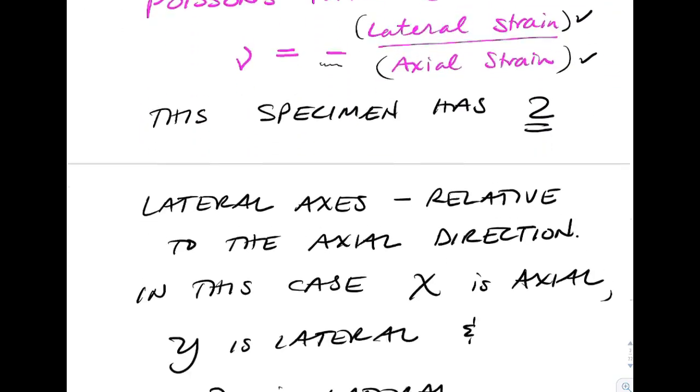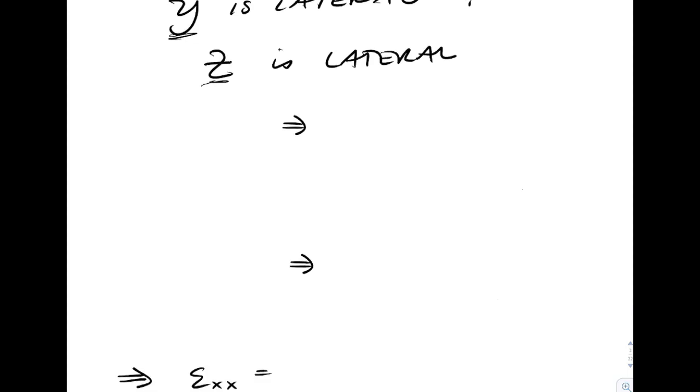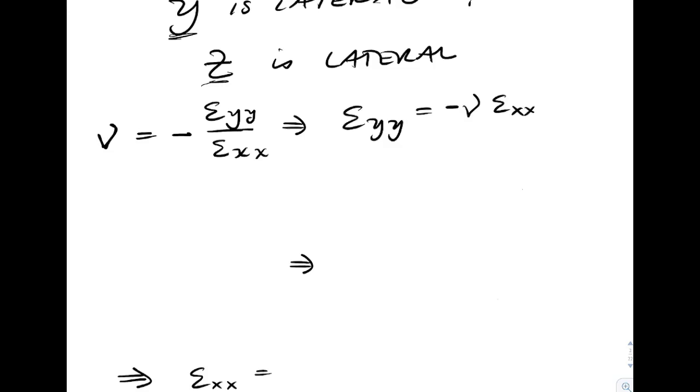So this specimen has two lateral axes, relative to the axial direction. So for this one, X is the axial, Y and Z are both lateral. So that's going to tell us that we can calculate that strain. So Poisson's ratio is equal to the negative of epsilon YY divided by epsilon XX. So if we just plug in for those values, solving for epsilon YY, and then plug in the value for epsilon XX, there would be our calculation for the strain in the Y direction.